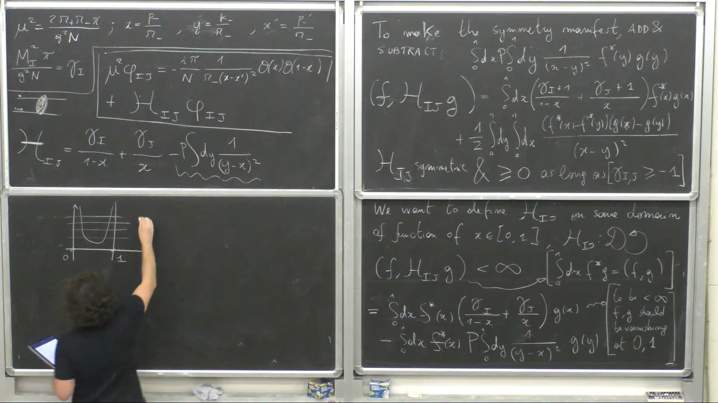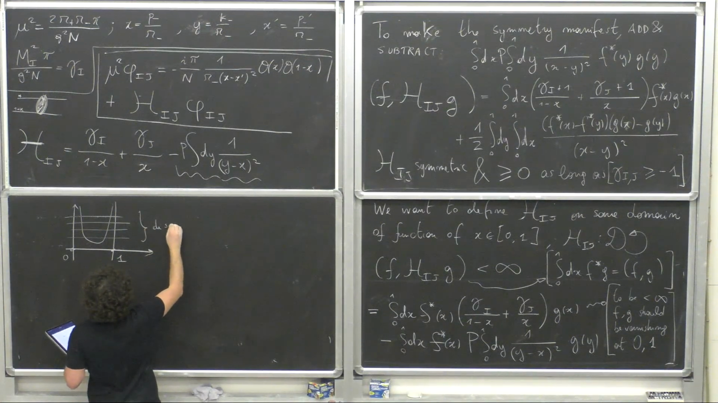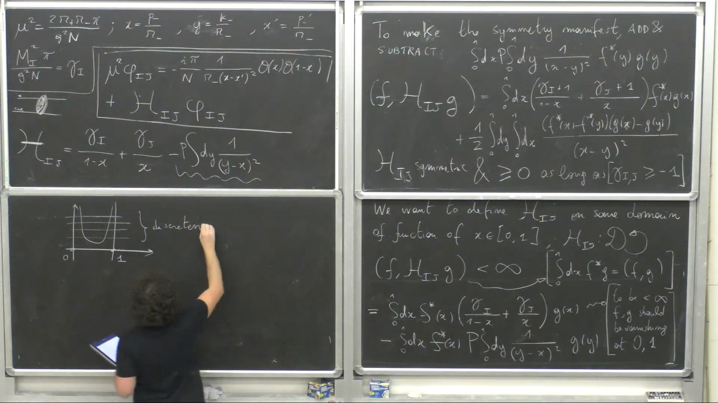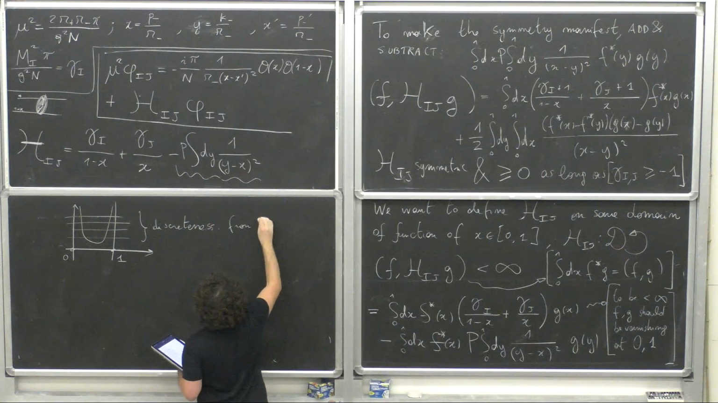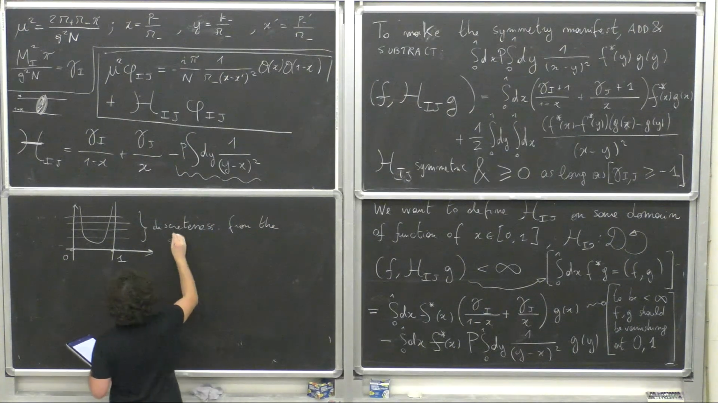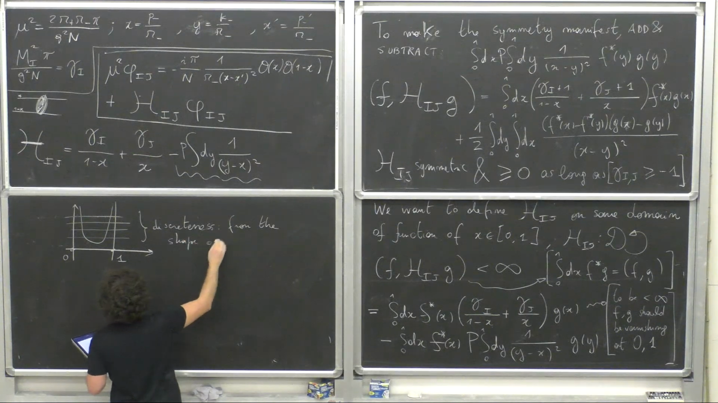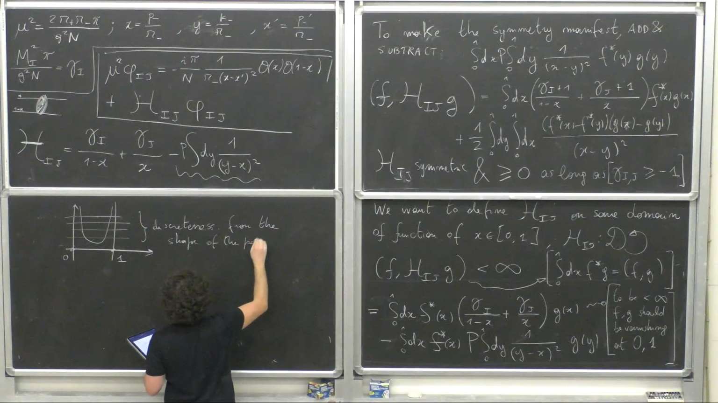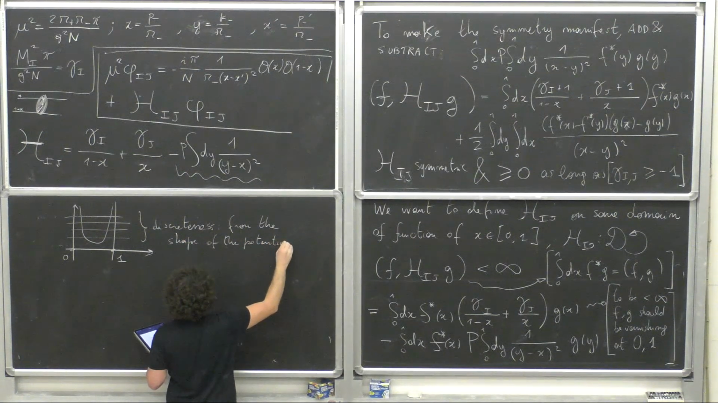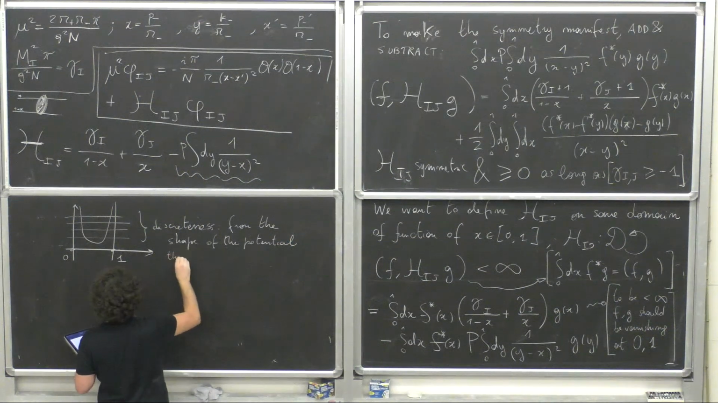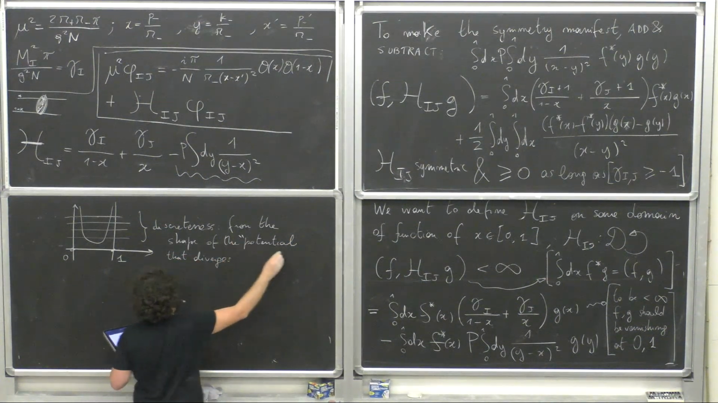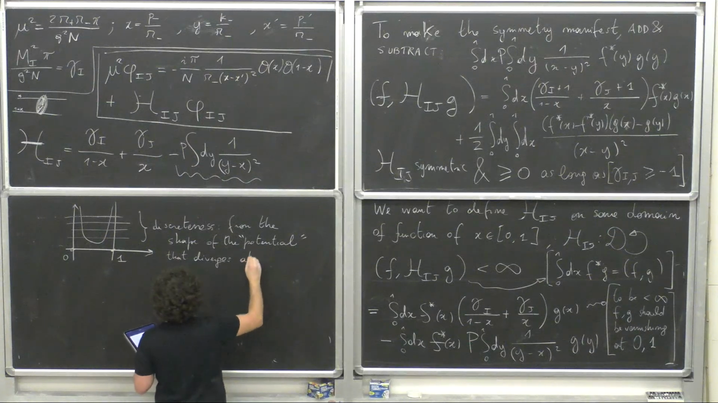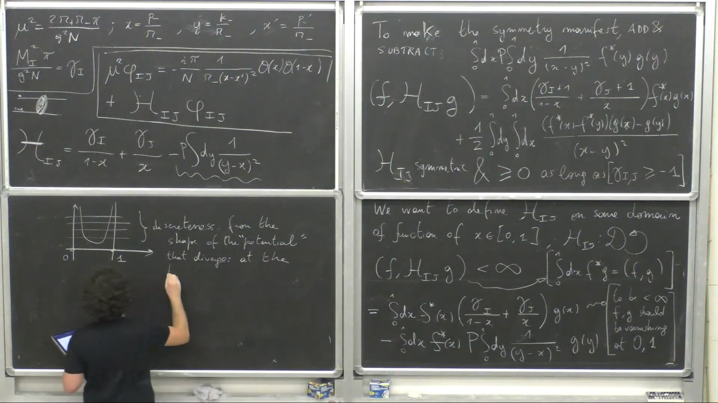So discreteness from the shape of the potential that diverges at the extrema. Potential in quotes, if you want. Divergence at the boundary.